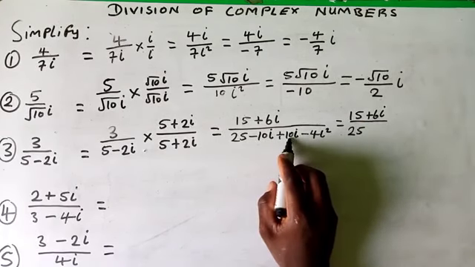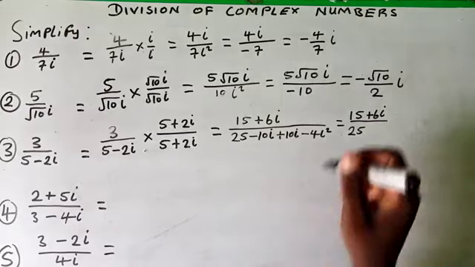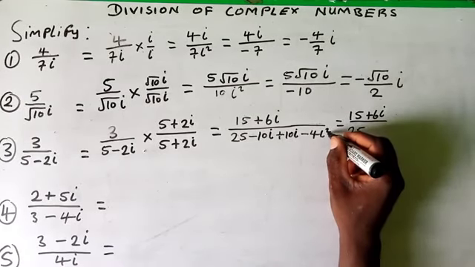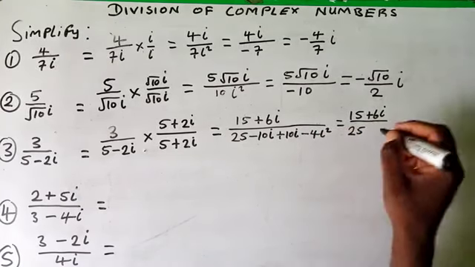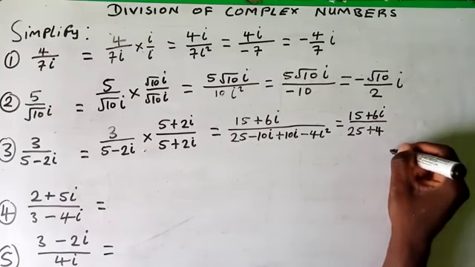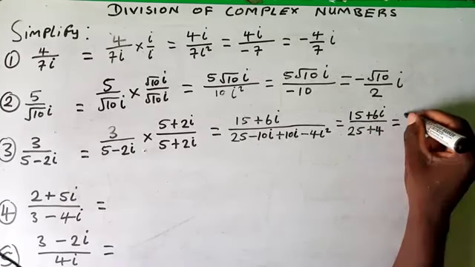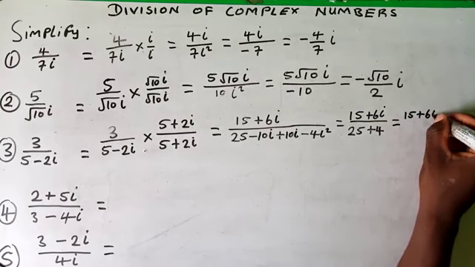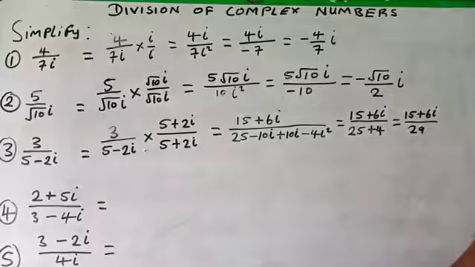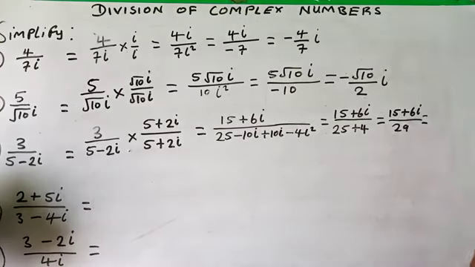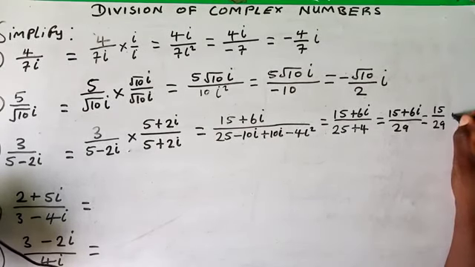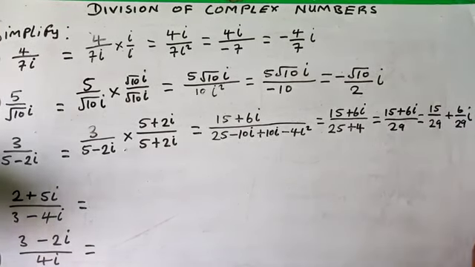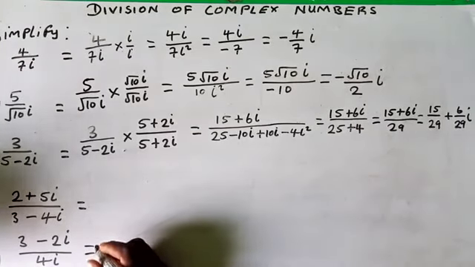minus 10i plus 10i is equal to 0. And i squared is equal to minus 1. So the minus multiplied by this minus here will be what? 4. We have plus 4. So this will be equal to 15 plus 6i all over 29. In standard form, this is equal to 15 all over 29 plus 6 all over 29i.